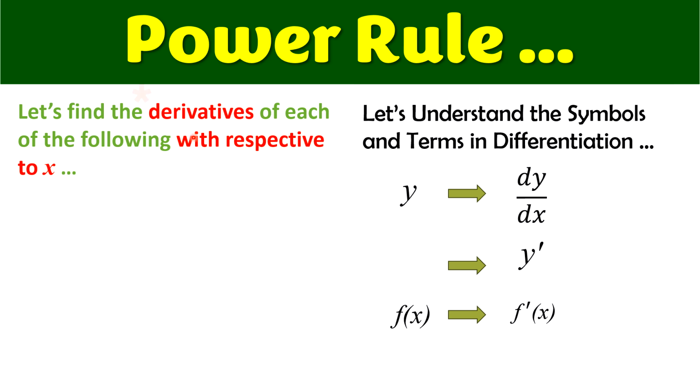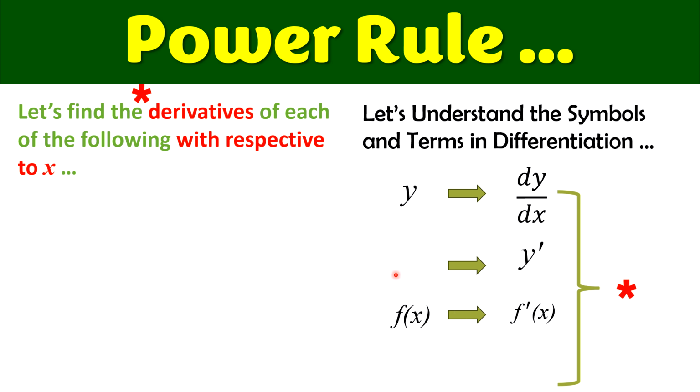The derivative, which I have already mentioned, simply refers to the right hand side of this symbol here. Now, what does it mean when I say with respect to x? With respect to x simply means that the functions are all written in terms of x. Hence, you will see the function with respect to x, and therefore the derivative is also in terms of x.